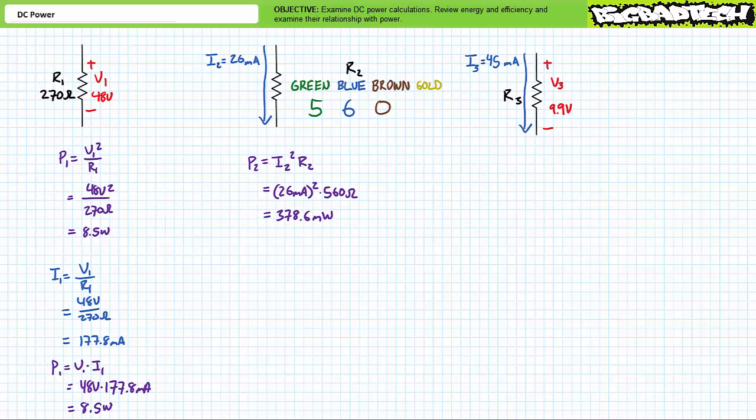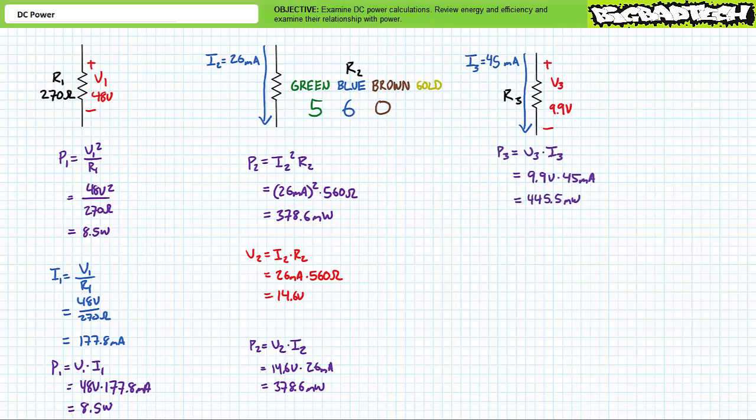We can use Ohm's law and a different permutation of the power equation as a means of checking our work. Ohm's law demonstrates that voltage is equal to current times resistance. 26 milliamperes times 560 ohms yields 14.6 volts. Power is equal to voltage times current. Substituting in our given values similarly demonstrates this resistor is dissipating 378.6 milliwatts of power.